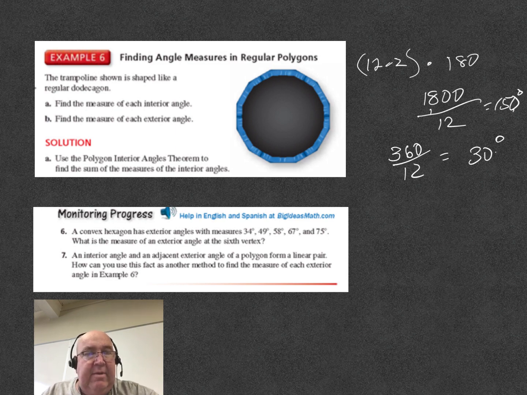So we're going to take number 6. We want to find the 6th exterior angle. So we know that our exterior angles are going to add up to 360. If I add those numbers up, 34, 49, 58, 67, 45, I get 283. So that last angle is going to be 77 degrees.